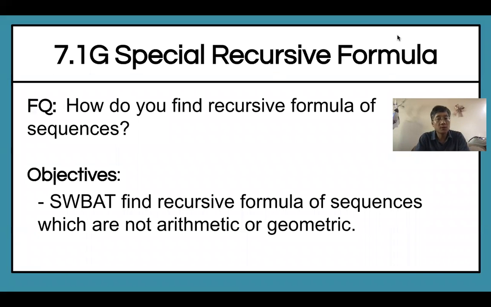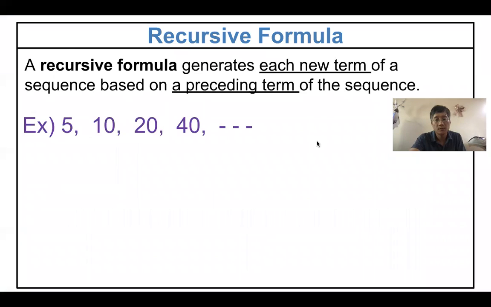Hi everyone, today we are going to talk about 7.1G special recursive formula. You are going to find the recursive formula of sequences which are not arithmetic or geometric sequences. We learned that a recursive formula generates each new term of a sequence based on a preceding term of the sequence. Right, so it's a review.